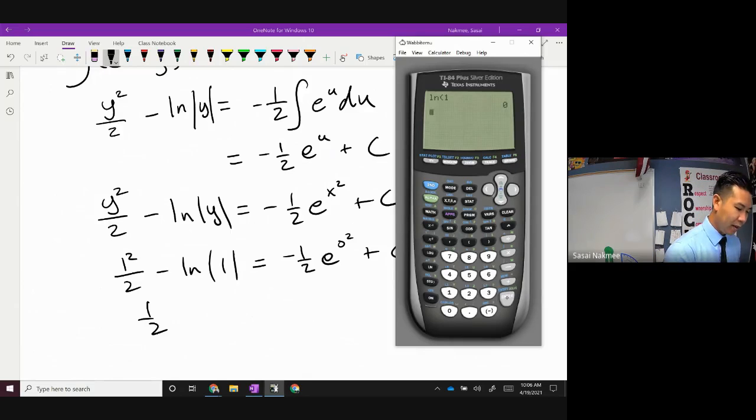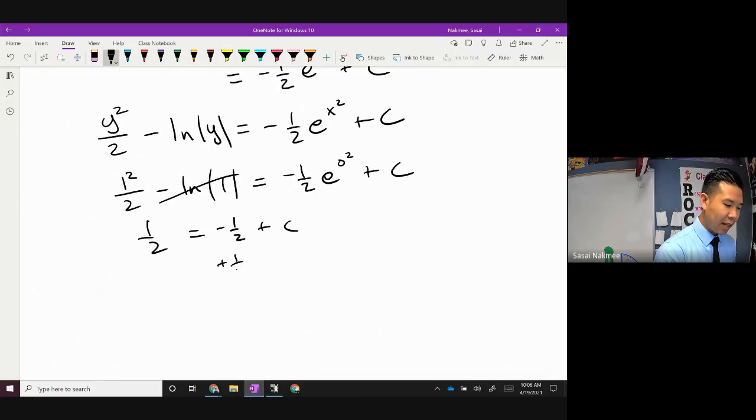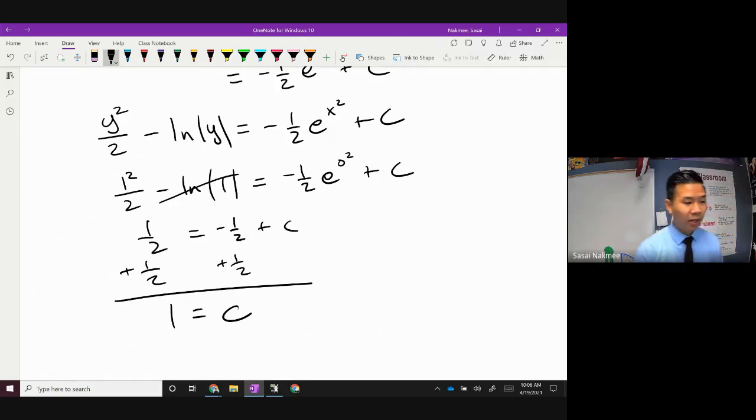So that's going to go away, right? And this, of course, is equal to e to the 0. E to the 0 is just 1. So this would be negative 1/2 times 1, which is just negative 1/2 plus c. So to find out what c is, I just need to add the 1/2 to both sides. 1/2 plus 1/2 is 1. That tells me that c is equal to 1.